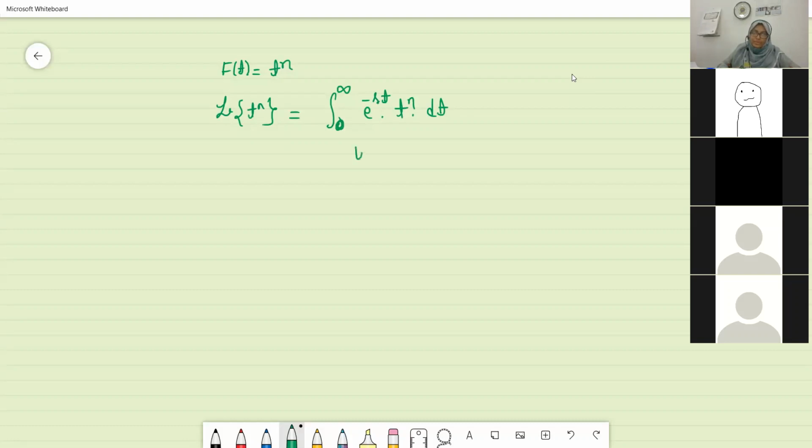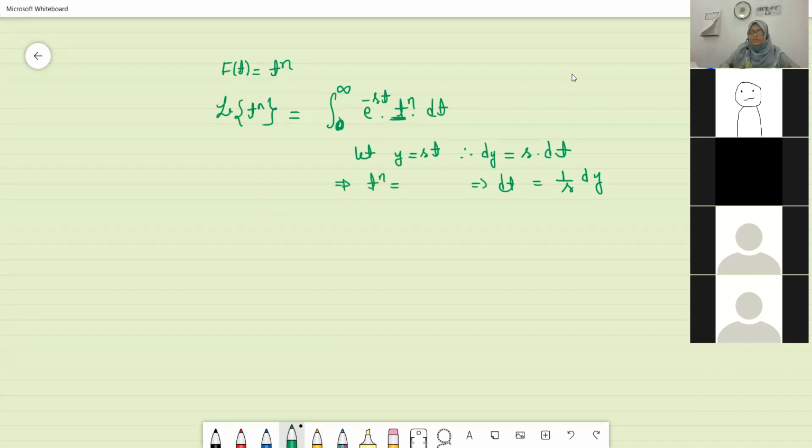So at first I will consider that y is equal to st. We will use the method of substitution for completing this integration. If y is equal to st, then dy will be what? s into dt, and the value for dt will be 1 by s dy. You have to change your limit. And another thing is, here it is t to the power n. If y is equal to st, then t to the power n will be y to the power n by s to the power n.